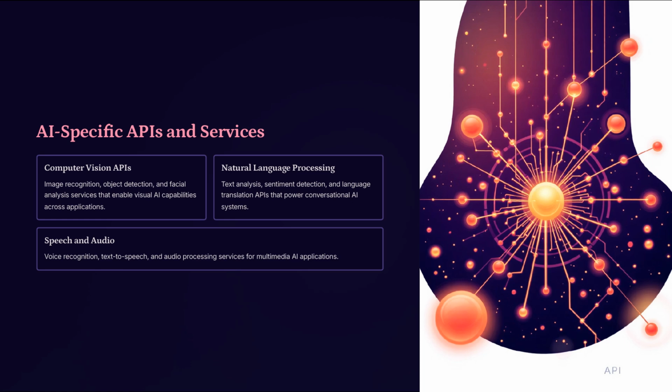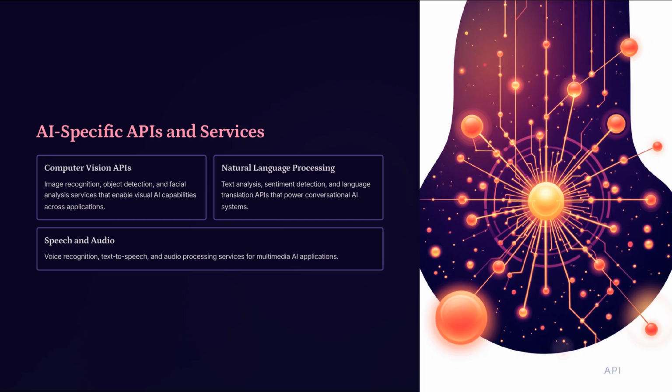Building on the insights we've gathered from our comparison of major cloud platforms, let's dive deeper into AI-specific APIs and services that are revolutionizing the way we harness artificial intelligence. First up, we have computer vision APIs. These powerful tools enable applications to recognize images, detect objects, and even analyze facial features. This capability enhances everything from security systems to social media platforms, allowing for a more interactive and personalized user experience.